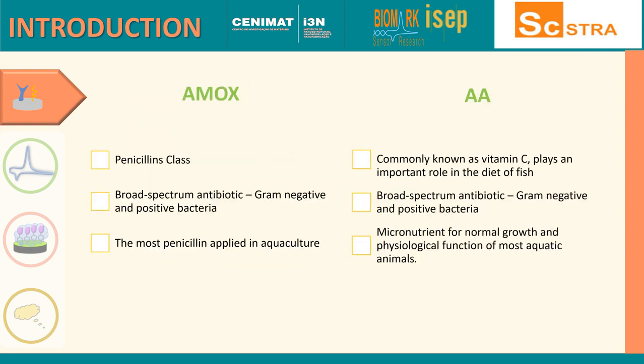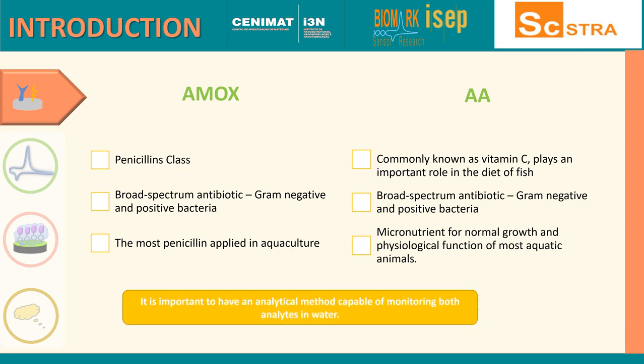Amoxicillin belongs to the penicillin class, acts against gram-negative and gram-positive bacteria, and is the most applied penicillin in aquaculture. Ascorbic acid is known as vitamin C and plays an important role in the diet of fish. It is also an important micronutrient for normal growth and physiological function of most aquatic animals. So, it is important to have an analytical method capable of monitoring both analytes in water.